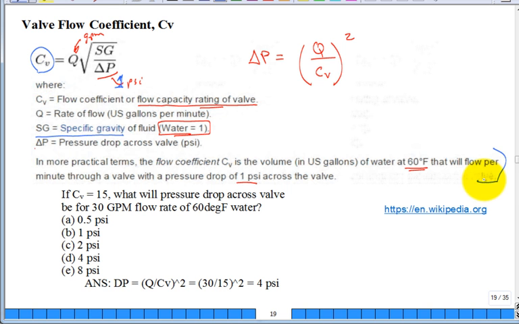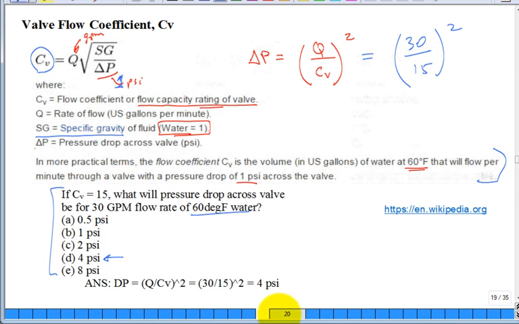Sometimes that's what they're saying right here. But here's a question. If the Cv is 15, what will the pressure drop across the valve be for a flow rate of 30 GPM of 60 degree F water? Don't change it, it's just our standard water. What would it be? You would just go to this equation and ask, what was my gallons per minute? 30. What is my flow coefficient? 15. And 2 squared is 4, and so it's 4 psi.